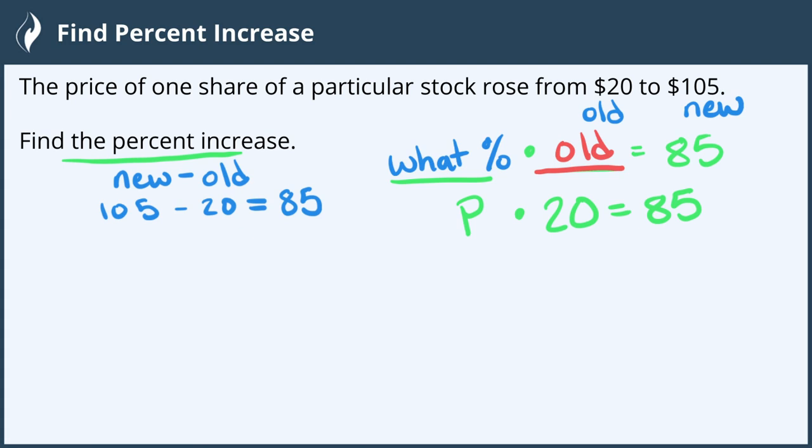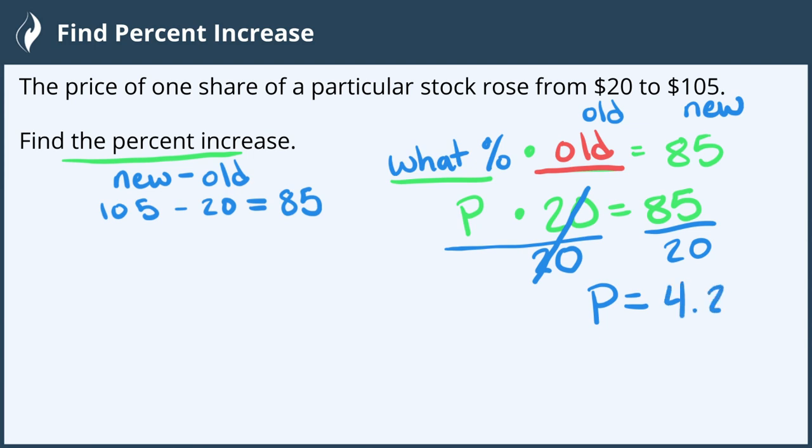Now to solve for our variable, we need to isolate it by doing the opposite operation. Since we multiplied by 20, dividing by 20 negates that. And we have to do it to both sides to make sure that it stays balanced. 20 divided by 20 is 1. 1 times P is P, or you can say it cancels. And so P equals 85 divided by 20, which in my calculator is 4.25. And we were asked to find the percent.